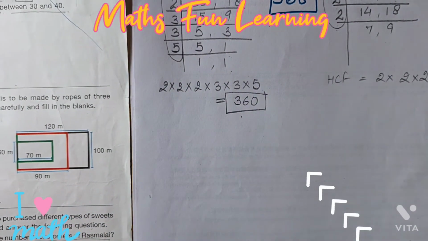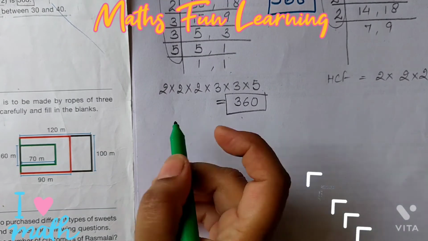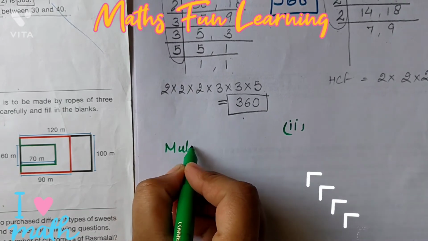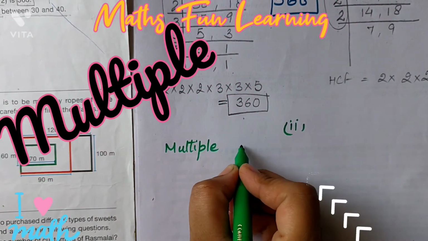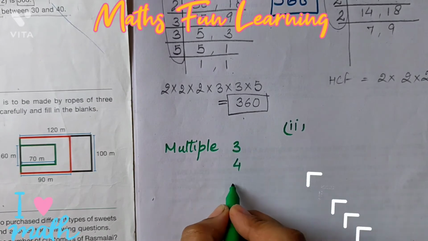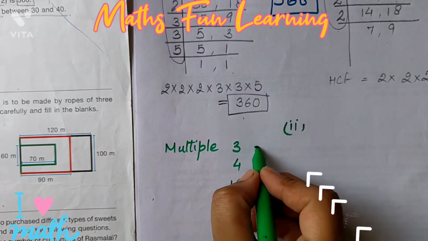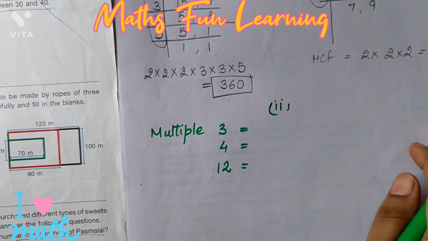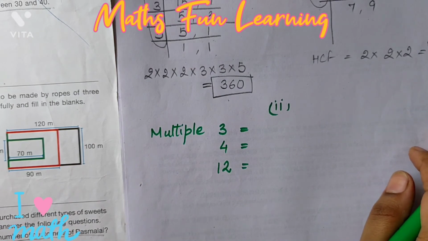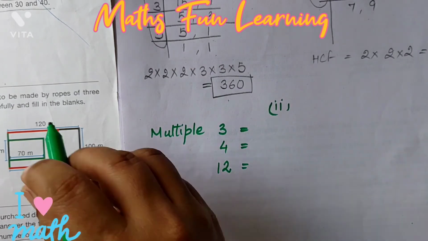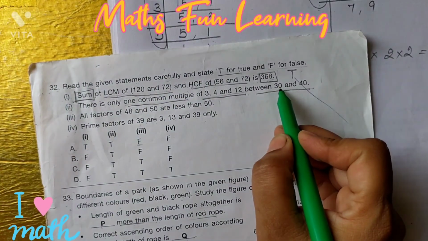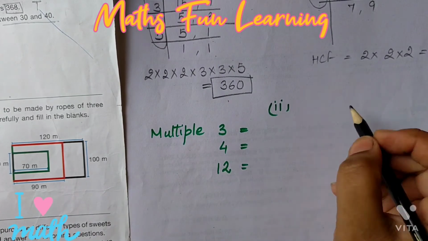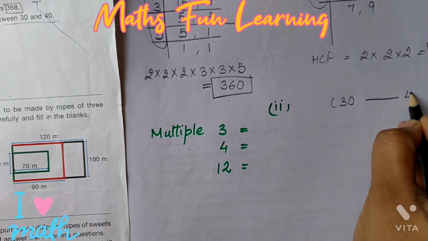So here you have to find the multiples of 3, multiples of 4 and multiples of 12. But what I am going to do here is not write all the multiples up to 10 times or 20 times, whatever. If the question said that you have to find the multiples between 30 and 40, I am writing only that part, which should be between 30 and 40.